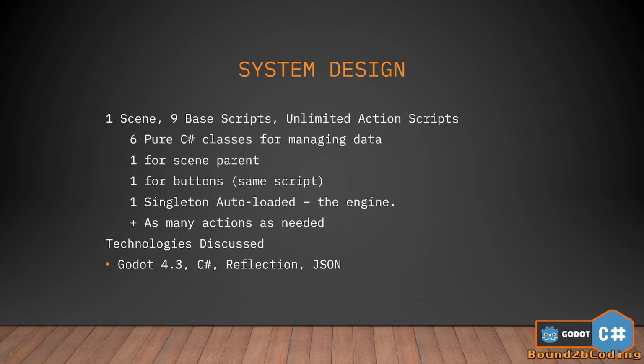Now we have one scene in this. We have 9 base scripts that I just showed you. We also have an unlimited number of action scripts. We have 6 pure C# classes. Those are there for managing data. We have one scene for the parent, one for the buttons. Again, the same script. One singleton auto-loaded, that's the engine, and as many actions as we need.